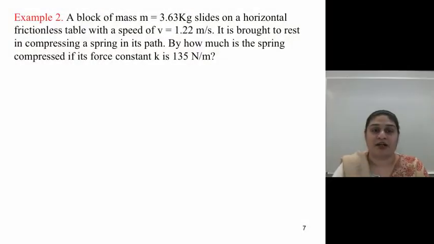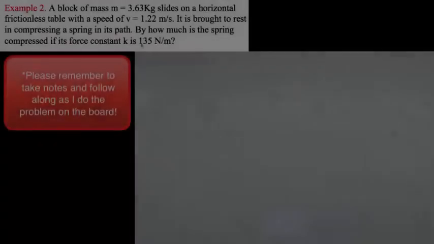Example 2. A block of mass m, 3.63 kilograms, slides on a horizontal frictionless table with a speed of 1.22 meters per second. It is brought to rest by compressing a spring in its path. By how much is the spring compressed if the force constant K is 135 newtons per meter?